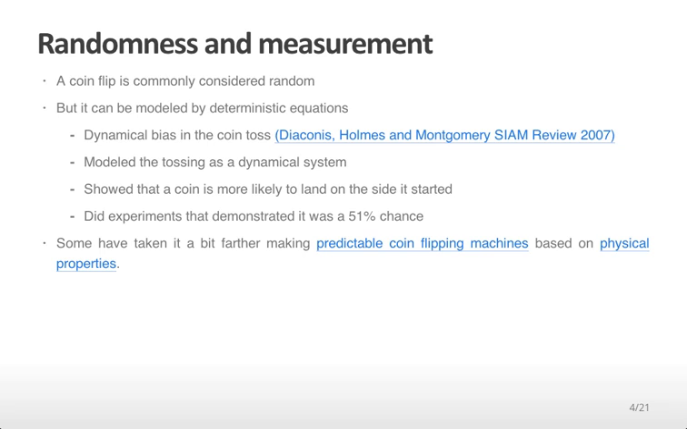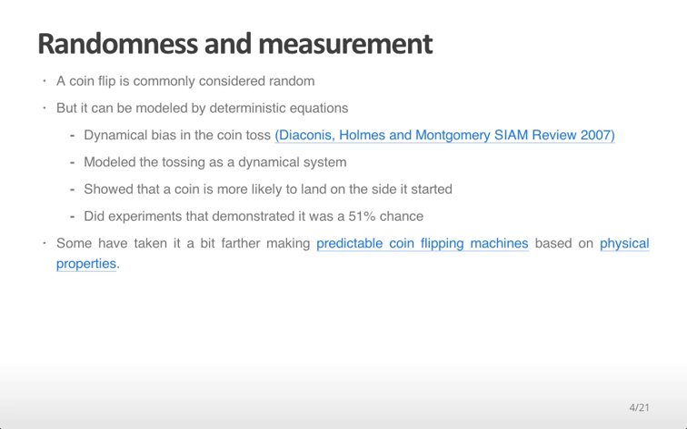They modeled the spinning of the coin as a dynamical system as it flies through the air, and they showed that a coin is more likely to land on the side that it started. Then they did experiments with extensive numbers of coin flips and demonstrated that there was actually a 51% chance that a coin flipped from a particular position will land in that same position.